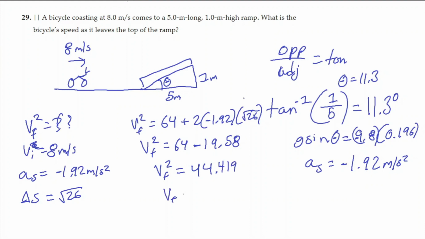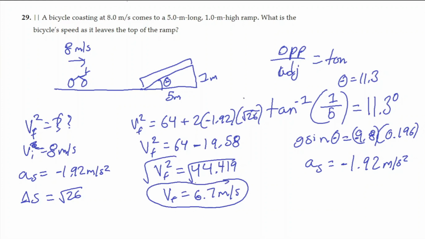And then that means v final, if you square root both sides, is going to be equal to 6.7 meters per second. So at the end of the ramp, as the bike leaves the top of the ramp, your velocity is going to be 6.7 meters per second.